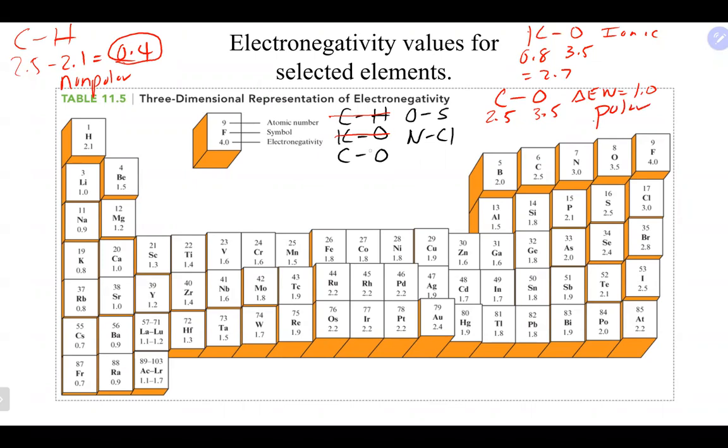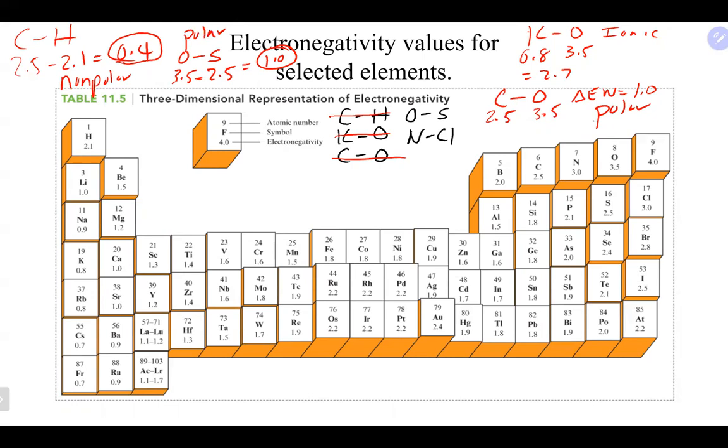If we look at oxygen and sulfur, I'll go here maybe, oxygen and sulfur. Oxygen, once again, is 3.5. Sulfur there is 2.5. So once again, if we subtract the two, we are going to get a difference of 1. And that again is above 0.4, which means that this bond here should also be polar, unequal sharing of electrons.